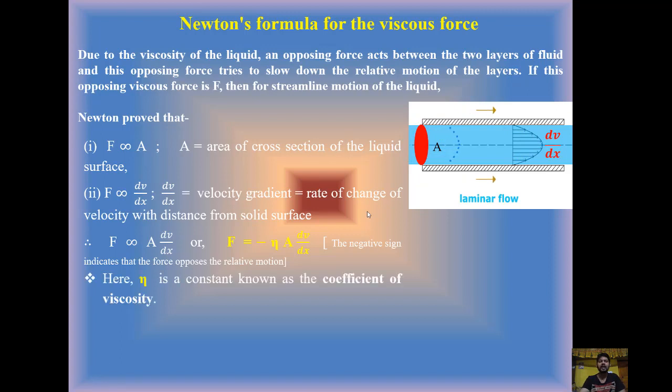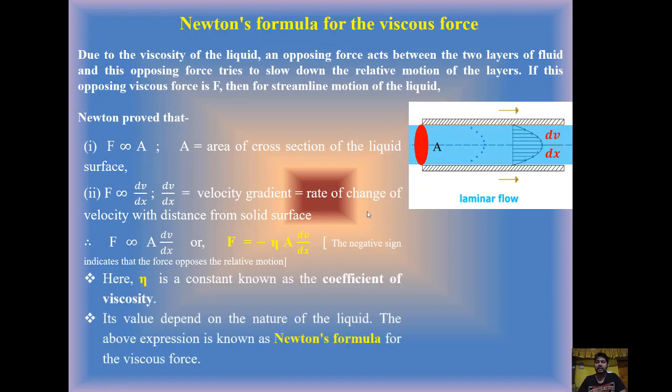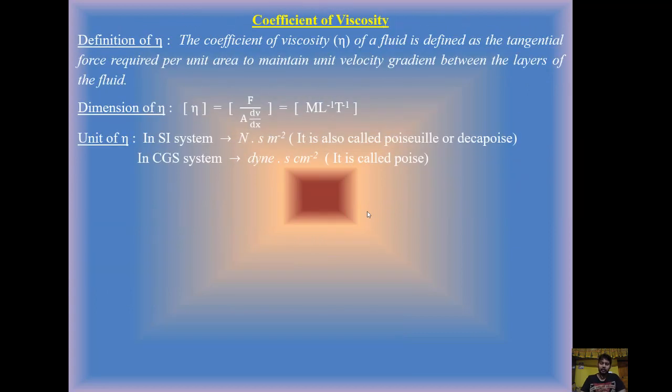Okay. This proportionality constant eta is known as the coefficient of viscosity. Its value depends on the nature of the liquid, and the above expression, which we are writing as F equal to minus eta A into dv/dx, is known as Newton's formula for the viscous force. Now we have the viscous force, which is F equal to minus eta into A into dv/dx.